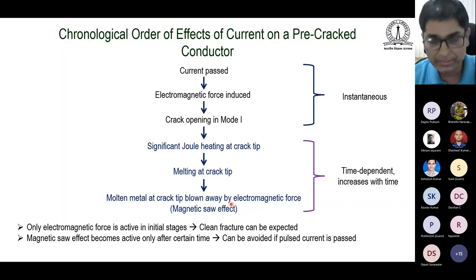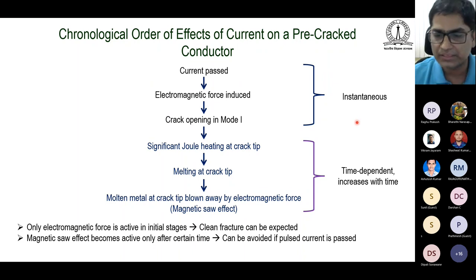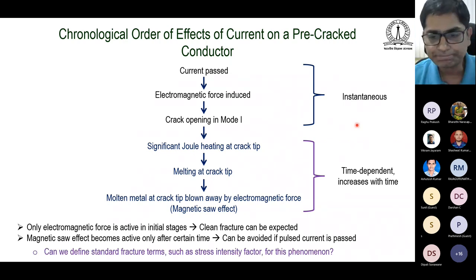So if we want to avoid this rather violent process of the magnetic saw effect, then we should try to pass a very short pulse of current, which avoids this whole thing altogether, and we can then look at only this instantaneous process. That thought process went on, and we thought, okay, let's look into this. If this is the case, then of course we have to come up with a term equivalent to a stress intensity factor for this purpose also.